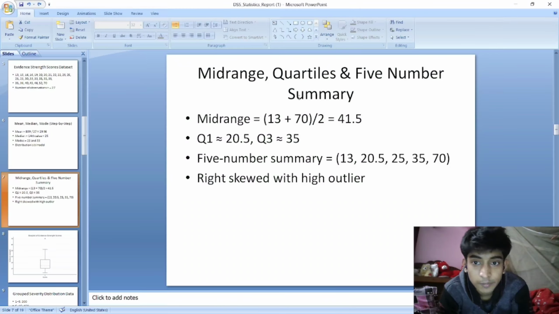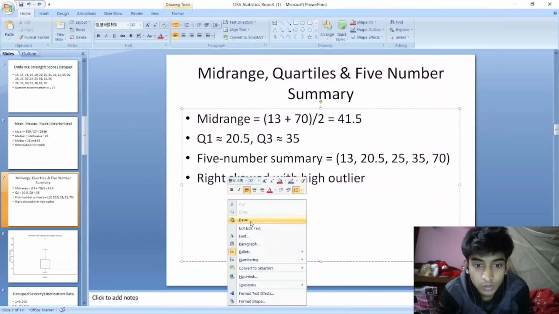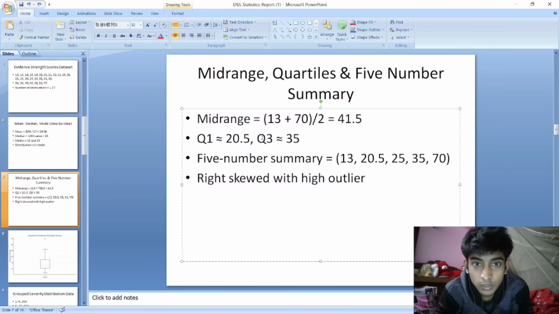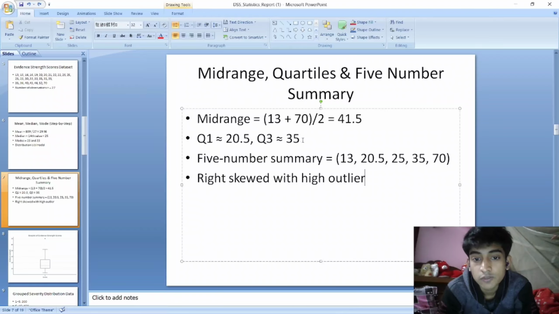Now let's calculate the mid-range, quartiles, and the five number summary. Mid-range is calculated using the least value plus the maximum value, divided by 2. So the mid-range will be 41.5. Quartile 1 is the 25th percentile. The formula is n plus 1 into 1 by 4. Quartile 2 formula, which is the same as the median, is n plus 1 into 1 by 2. And then the quartile 3 formula is n plus 1 into 3 by 4, right?